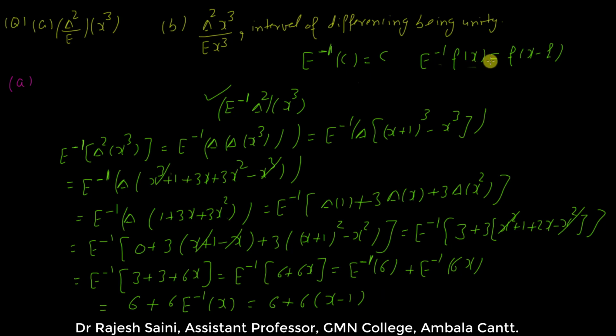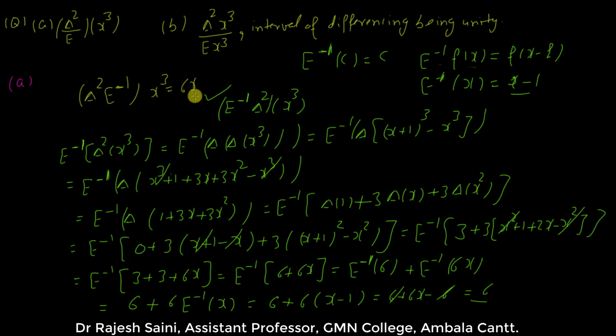So here the interval of differencing is 1. So E inverse upon x will be x minus 1. Fine. So this will be 6 plus 6x minus 6. So this will cancel out this. So in both ways the result is the same, whether we write it this one or this one. Both ways the result comes out to be 6x, and here also the result is 6x.